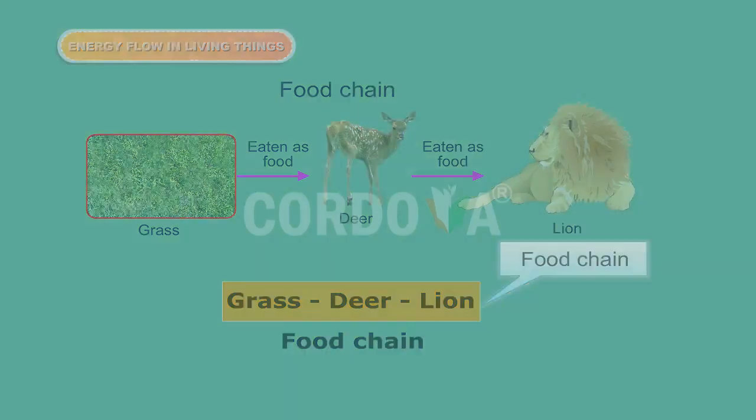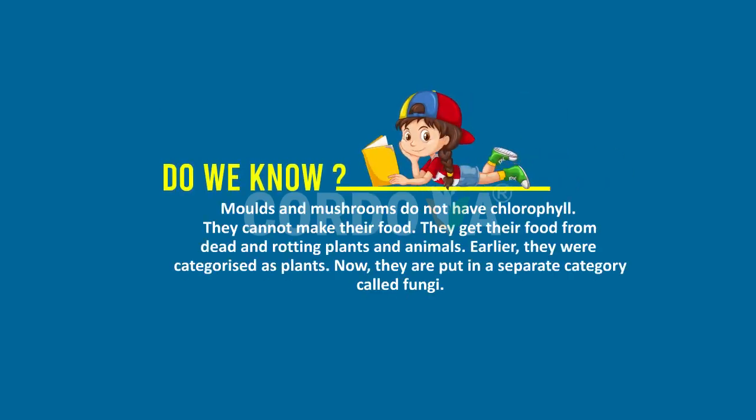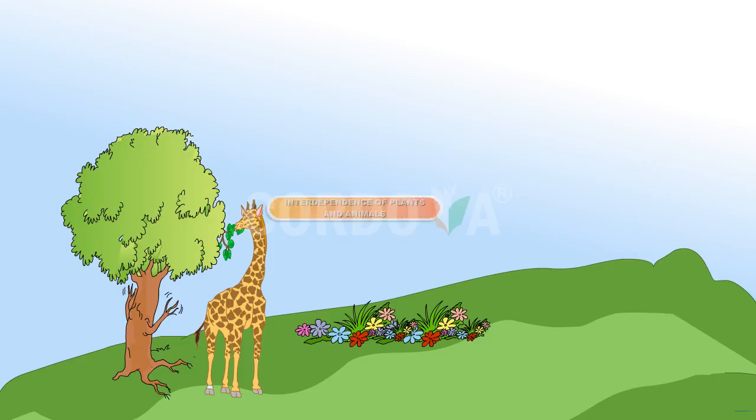Do we know moulds and mushrooms do not have chlorophyll? They cannot make their food. They get their food from dead and rotting plants and animals. Earlier, they were categorized as plants. Now, they are put in a separate category called fungi.